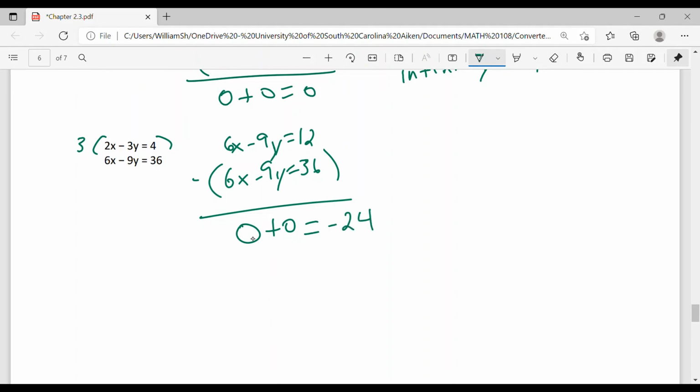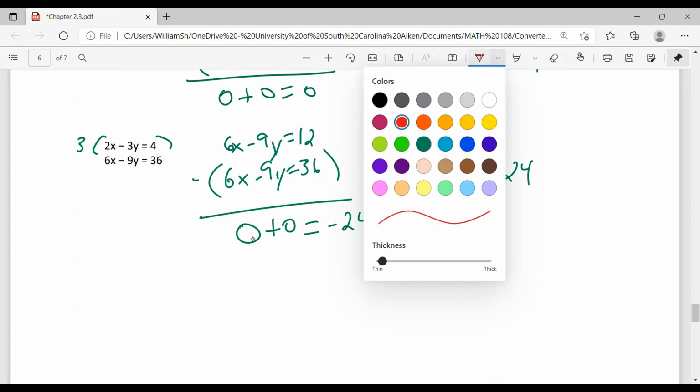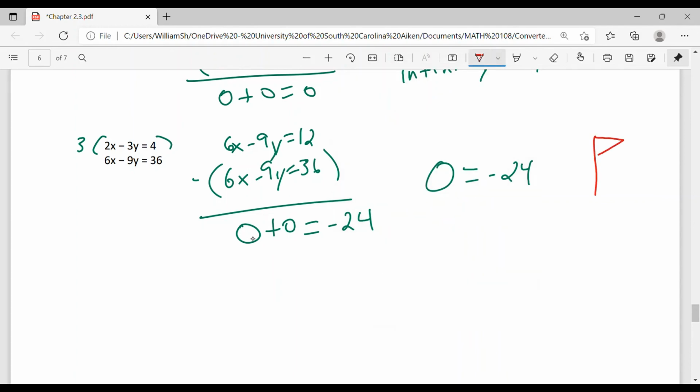Negative 24, excuse me. So I wind up in a situation where 0 equals negative 24. Now, if you think about it, does 0 ever equal negative 24? No. We have a big red flag here. 0 never equals 24, especially not in this class. So we wind up with a false statement, right? And since we have this false statement, a statement that cannot be true, we have no solution. Okay, big red flag. All right, let's move on to the next one.